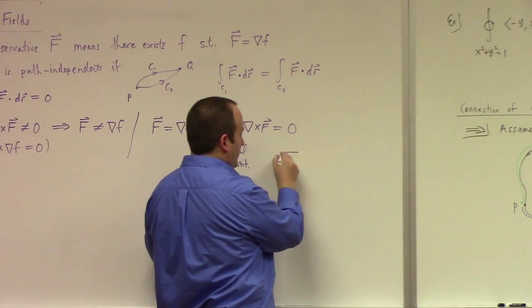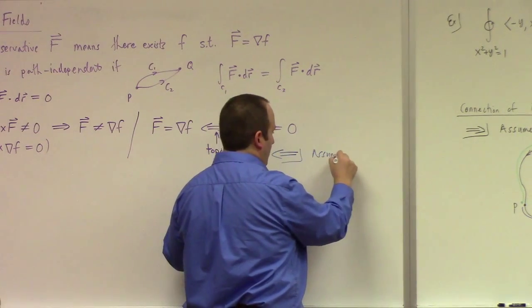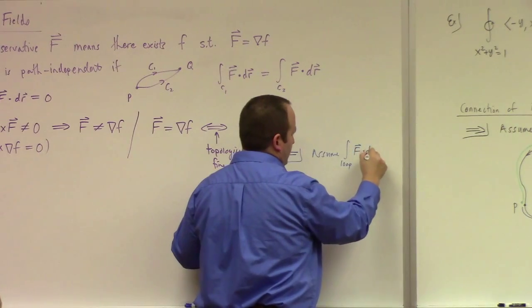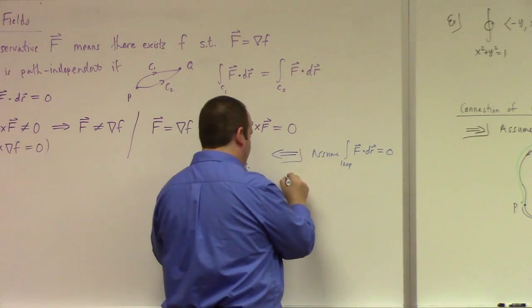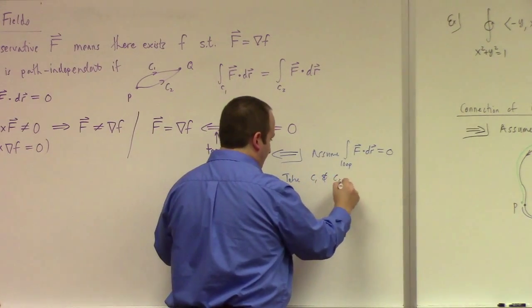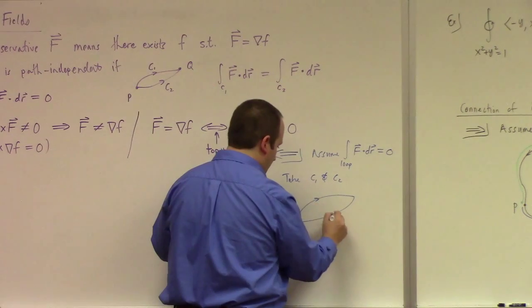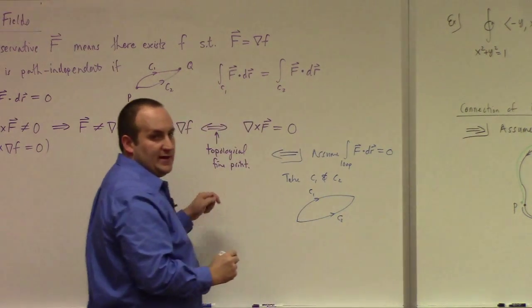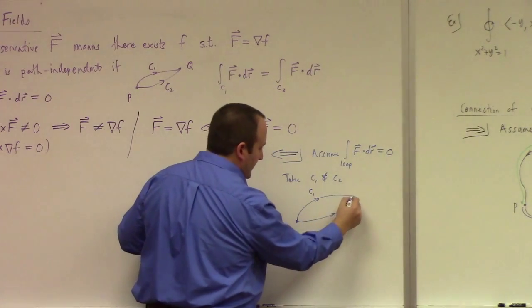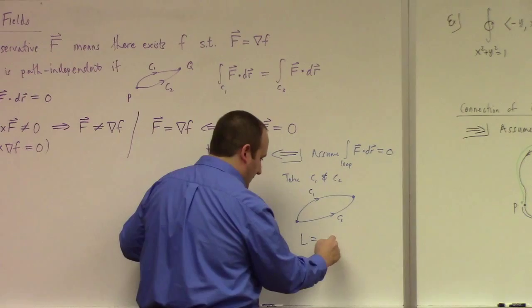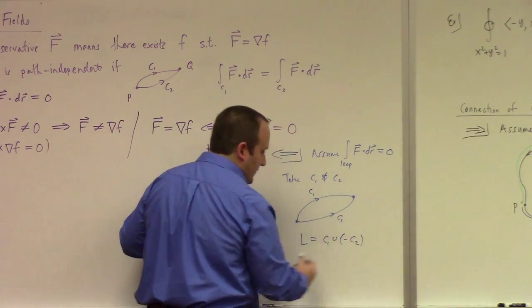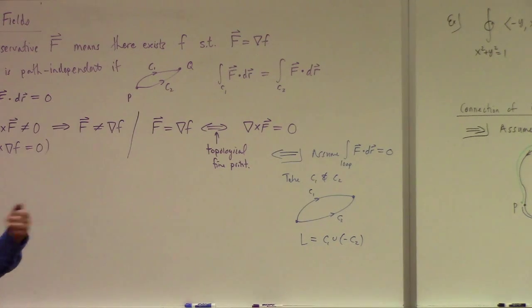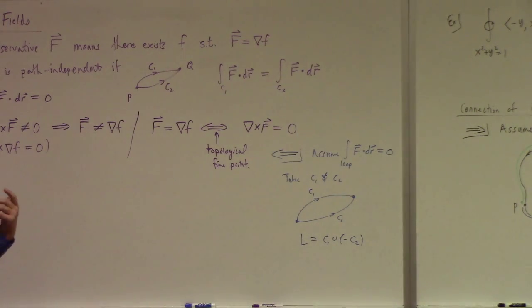For the other direction of this argument, if we assume the integral around a loop of F dot dr is equal to 0, then if I take two paths like this, I can easily convert those to a loop. What's the loop that's formed from C1 and C2? How about C1 union minus C2? That's a loop. So the integral around that loop is assumed to be 0, but then you can break it up into the integral over C1 plus the integral over minus C2 is equal to 0. Then you move it to the other side and pull the minus out, and you get equality of C1 and C2, so you get path independence. So the integral around a loop being 0 and path independence are equivalent.